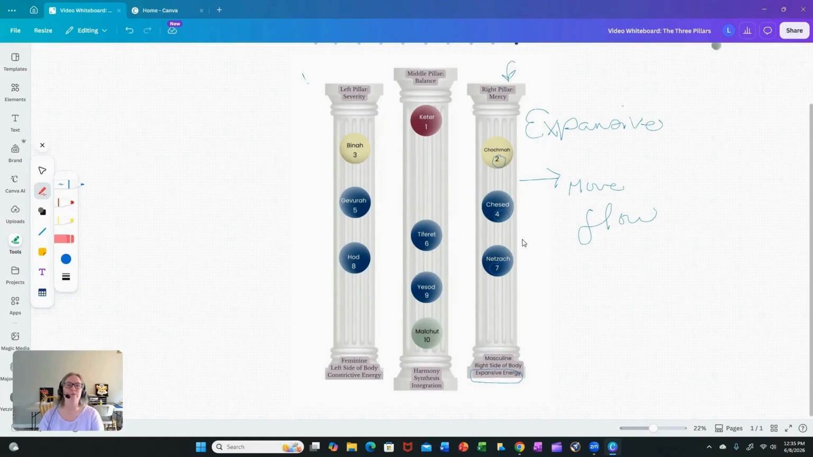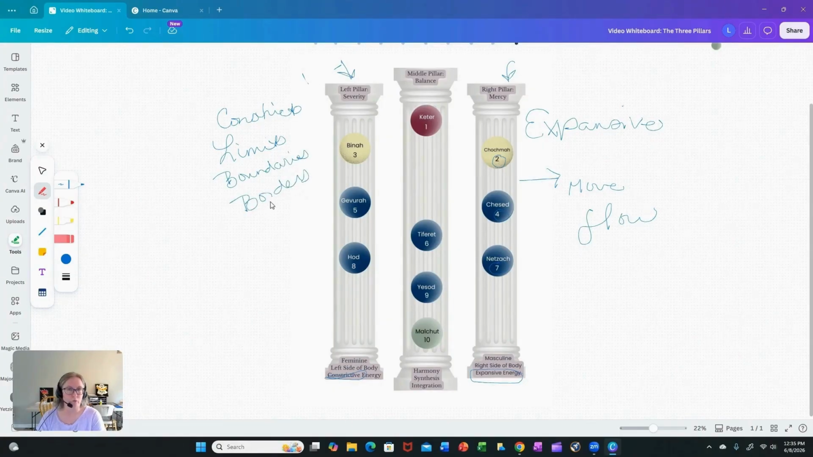Now, what's the opposite side? Well, the opposite side here, over here, we have the left pillar. And it has, if you want to remember just one word, constrictive energy. It constricts. Another way of saying constricts is going to be limits. Another way of saying limits is, say, boundaries, borders.